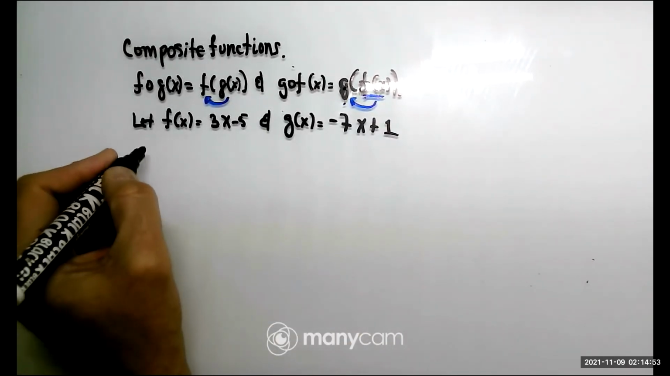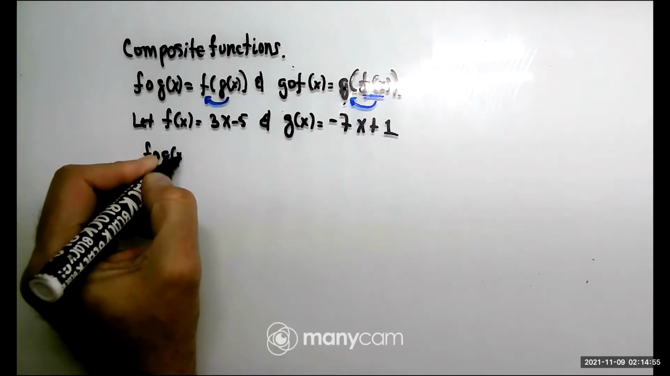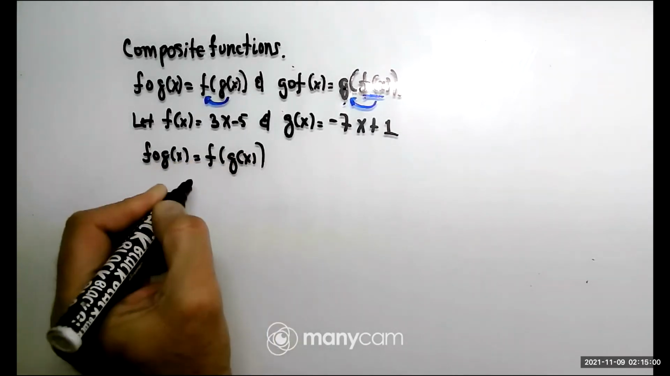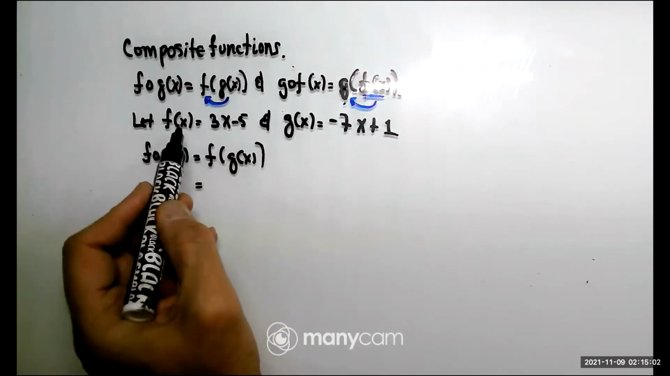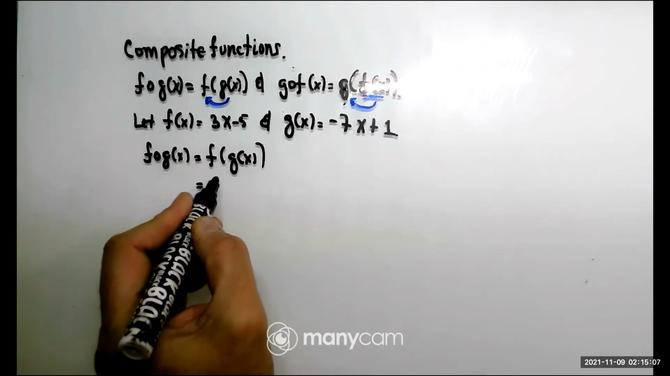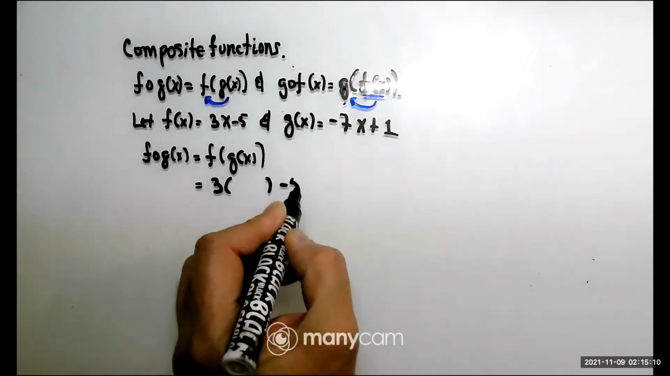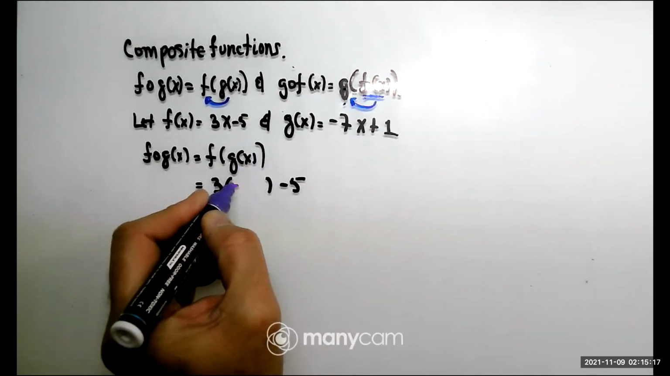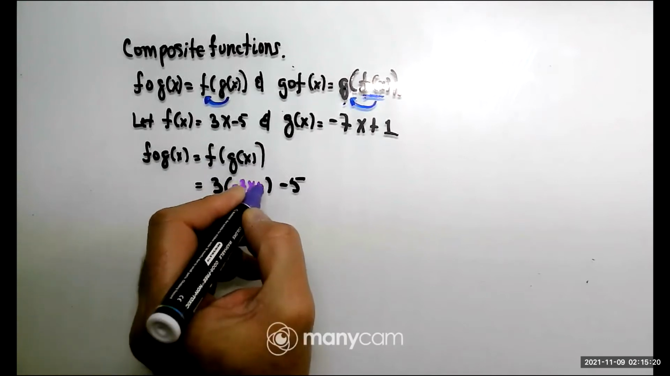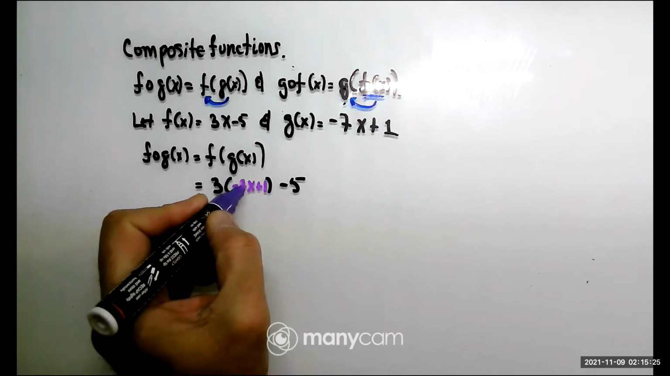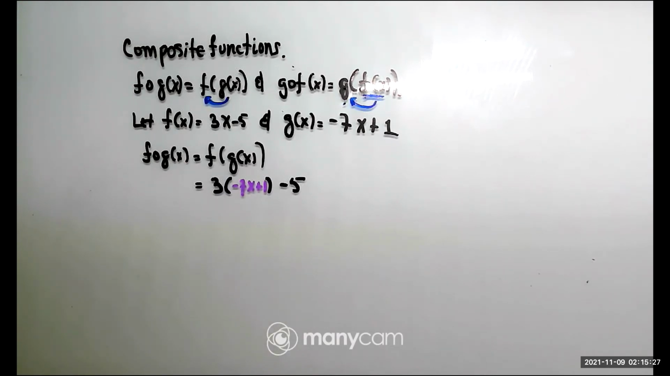Therefore, if we are going to find f∘g of x, which is defined as f of g of x, we are simply looking for f, which is my outside function, 3 times input minus 5. Now we're going to evaluate f with g of x as input. So now we input here negative 7x plus 1. There should be a 7. So now we just simply do simple algebra.